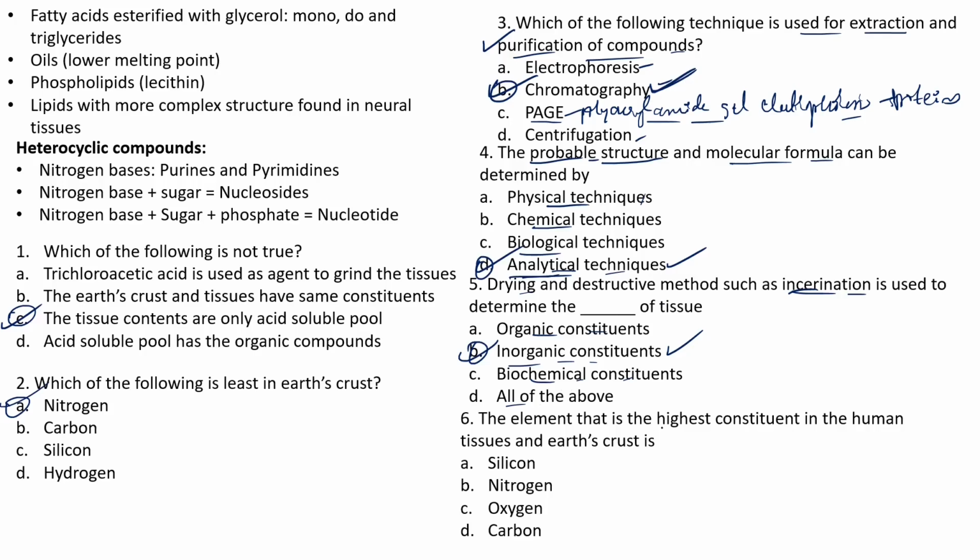The element that is the highest constituent in the human tissues and earth crust is silicon, nitrogen, oxygen, carbon. So we have to again look into the chart, and as I had emphasized quite importantly, oxygen is the highest of all, right? So hence C, oxygen, is going to be our answer. That is the highest constituent in both the human tissues and also the earth crust. Now, let's look at the next question.